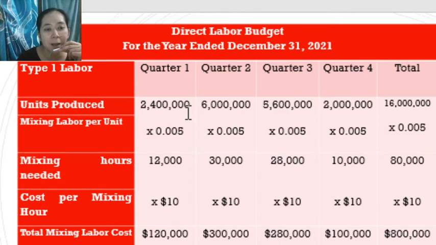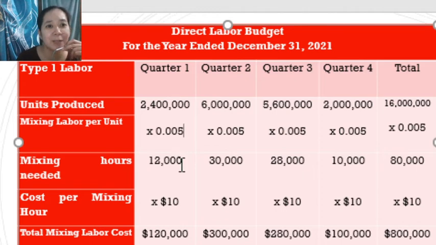Here, if you could still remember, the mixing labor requires 0.005 hours per unit. So that's why we multiply it by this amount to get the mixing hours needed for each quarter. And then the mixing cost per hour is $10. So our total mixing labor cost for the first quarter is $120,000, and so on for the next quarters. This is in the case again of the mixers type 1 labor.